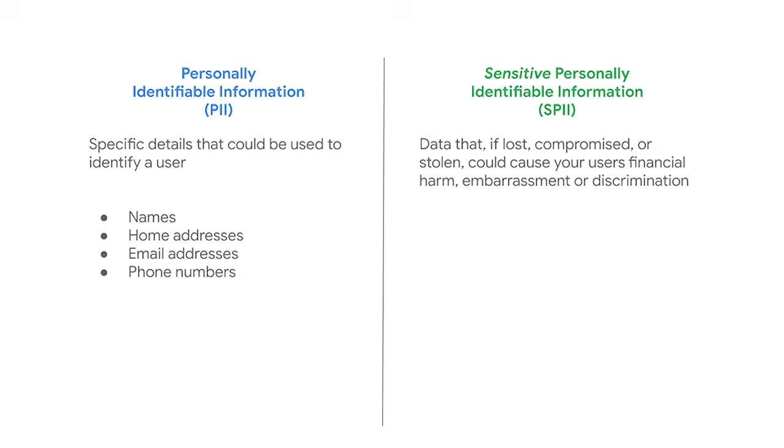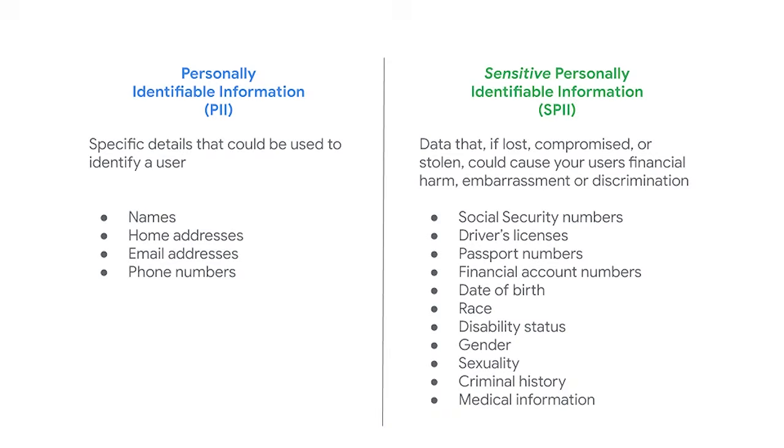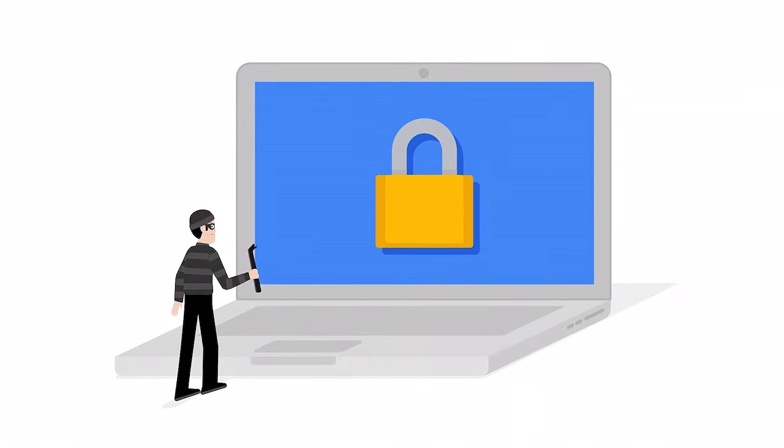SPII is data that, if lost, compromised, or stolen, could cause your users financial harm or embarrassment, or potentially lead to their being discriminated against. This includes social security numbers, driver's license numbers, passport numbers, financial account numbers, date of birth, race, disability status, gender, sexuality, criminal history, and medical information. I bet you can imagine how these pieces of data could cause someone harm if they got into the wrong hands, and especially if these pieces of data are used together. The good news is that you can protect your users' data by making privacy and security a part of your UX design and research practices.